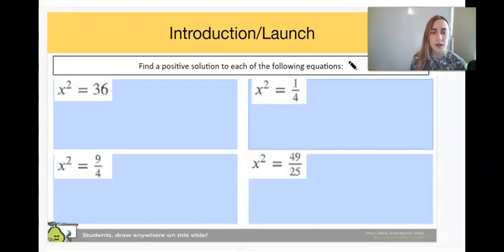So this is the introduction/launch for day 5. And you can see that it asks students to find a positive solution to each of the following equations. And OpenUp Resources suggests that we use discussion supports, MLR8, to go over these answers. So if you're working with students synchronously, here are some questions that can help you facilitate a productive discussion.